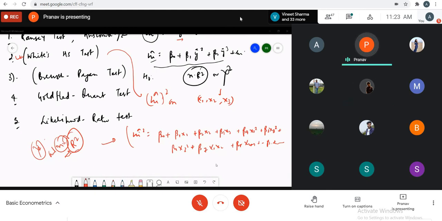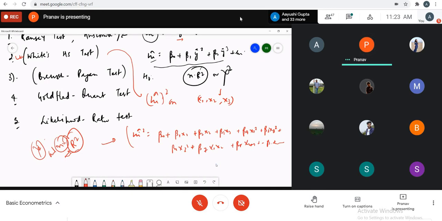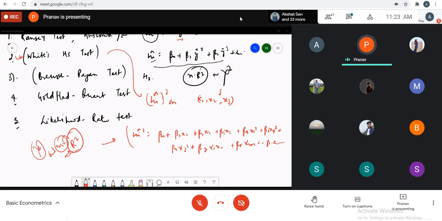So N times R square follows a chi-square distribution. You calculate this value and you compare it to the critical value. And sir, the degrees of freedom for the chi-square will be N out here. Yeah. Okay. So we discuss the Breusch-Pagan test as we go ahead.